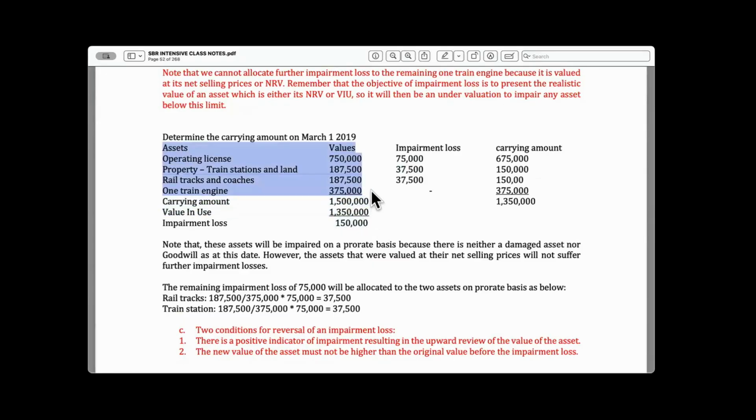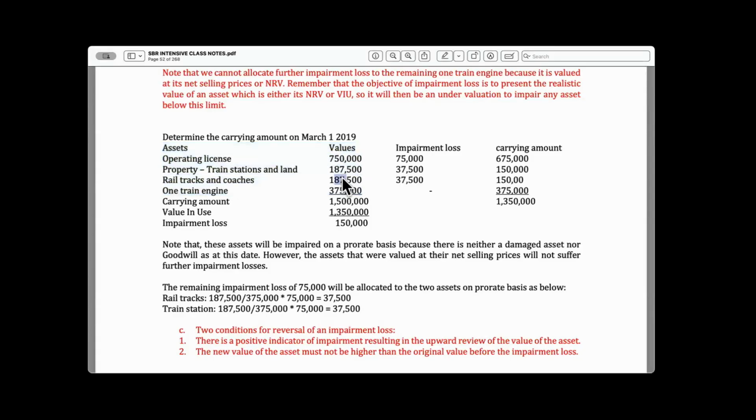Using the same order, I need to allocate first to a physically damaged asset. But here we don't have any physically damaged assets. Secondly, I need to allocate to goodwill. Here I don't have any goodwill. And thirdly, I need to allocate the balance on a pro rata basis, which is what I'm supposed to do.